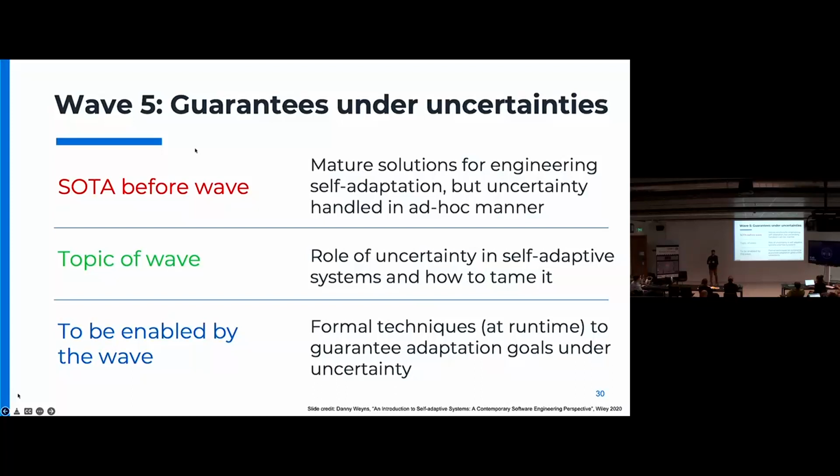Sometimes the solution would work, sometimes it wouldn't, and we wouldn't be able to say much about it. So what came in this wave is a number of formal techniques that could be used at runtime to provide some guarantees. Who is from a formal theory background here?